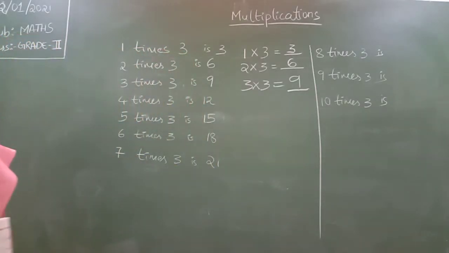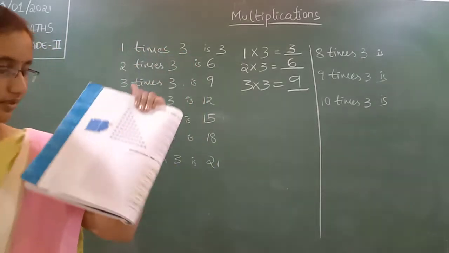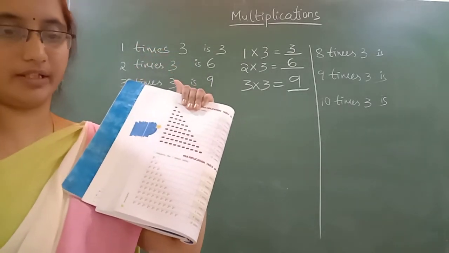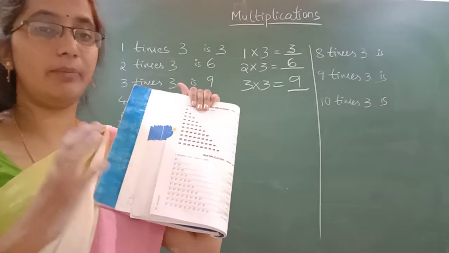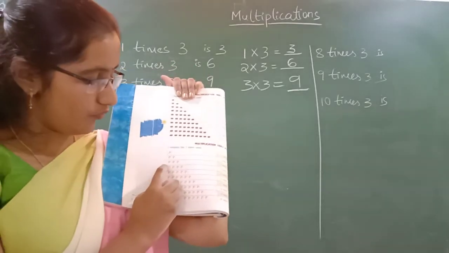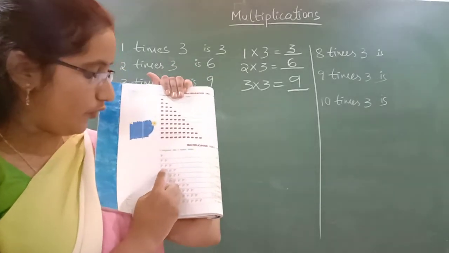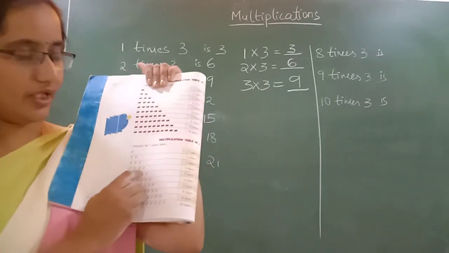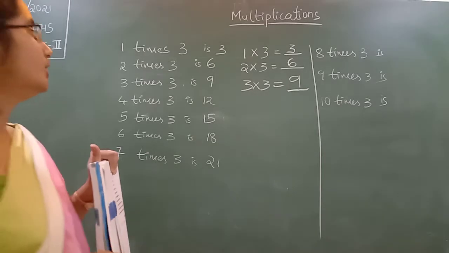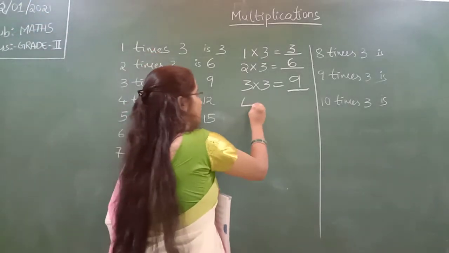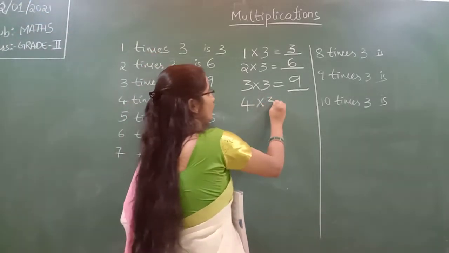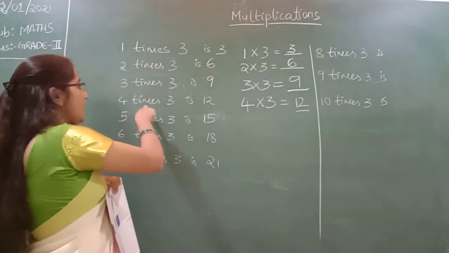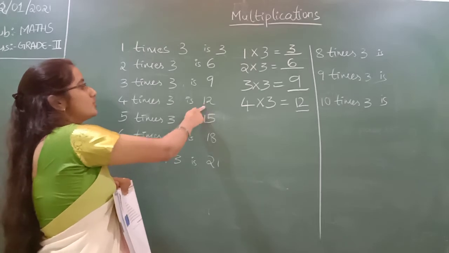Next, 4 times 3 is 12. That is 4 times 3 balloons are repeated. Then count. 1, 2, 3, 4, 5, 6, 7, 8, 9, 10, 11, 12. So what is the count? 12. That is 4 into 3. 4 times 3 is 12.